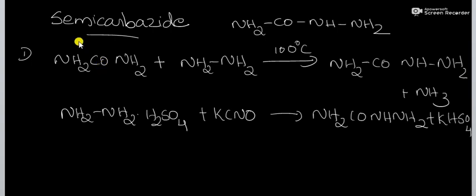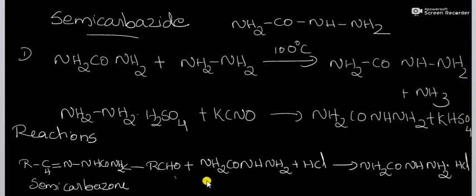Another carbonic acid derivative is semicarbazide. This is the formula of semicarbazide, NH2CONHNH2, which can be prepared from urea that we already discussed. From urea and hydrazine we get semicarbazide. Another method of preparation is from hydrazine sulfate with potassium cyanate. We get semicarbazide and potassium hydrogen sulfate. And semicarbazide is a crystalline solid having melting point 96 degrees Celsius.